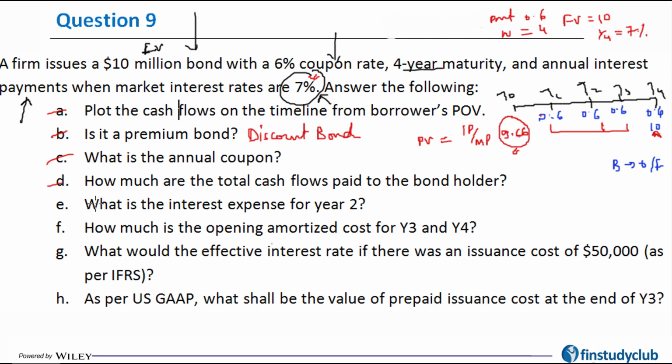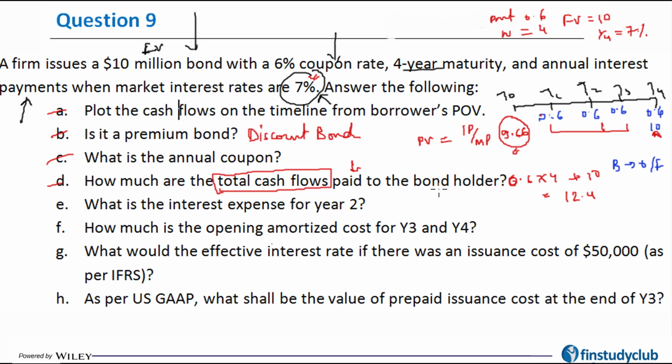D. How much are the total cash flows paid to the bondholder? It's a simple question, but sometimes simplicity has its own complexity in the exam hall, because you tend to overread the question. It says, what is the total cash flow? So 0.6 being paid 4 times along with the principal repayment. We are not talking about the entire cash flow on the timeline, only the cash flow paid to the bondholder. So you would have taken something, but that's not to be counted. It's 0.6 into 4 plus 10, which gives me 12.4.